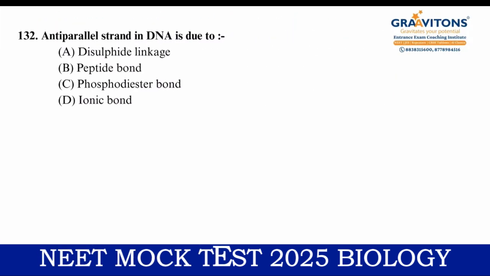Next one, antiparallel strand in DNA is due to. This question also we should be learning it very well. So antiparallel polarity in DNA should be due to phosphodiester bond. According to the options given here, the answer is option C, phosphodiester bonds. Okay. If hydrogen bonds are given in the option, I request all of you to go for hydrogen bonds as well. So hydrogen bond will be the first preference. In this question, the option we can go as for phosphodiester bond.